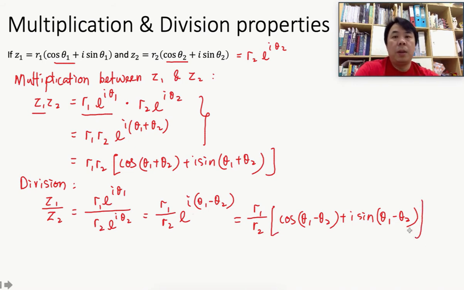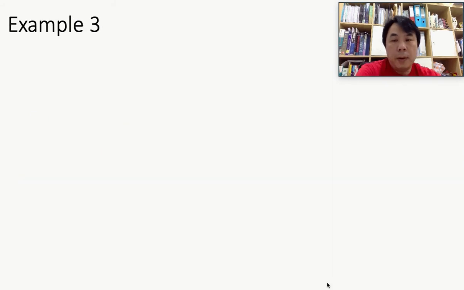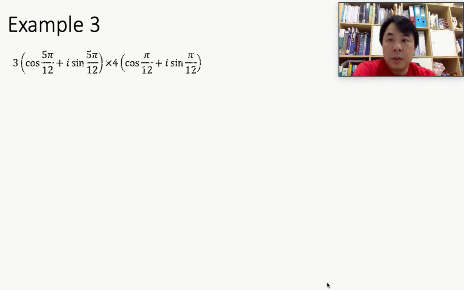And then there you have it. That's how we apply Euler form to perform multiplication and divisions in a much easier environment, I would say. Right? I hope that is clear. We're going to move on to the next section shortly, to look at one example here, example number 3, on how to apply those multiplication and division properties using Euler's form here.